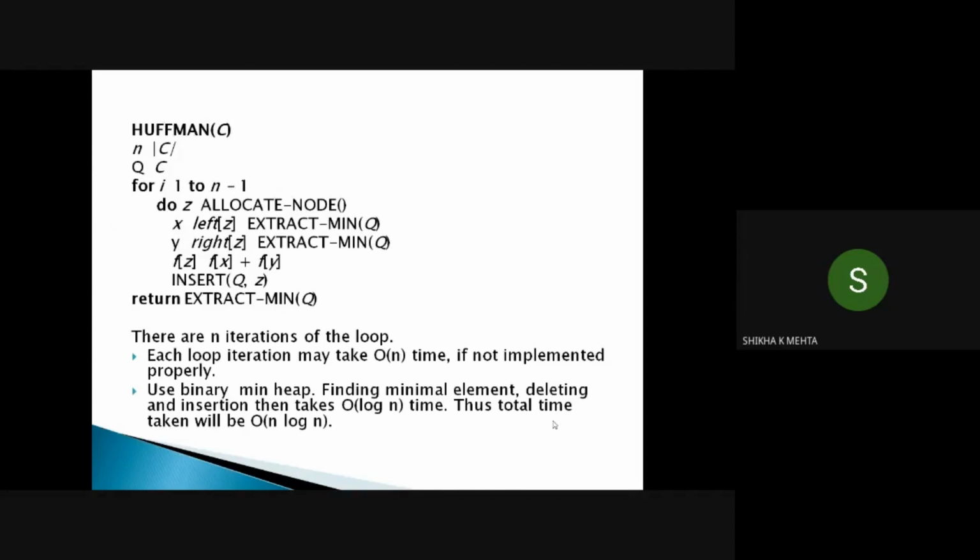Here we have to apply the min heap operations. We extract the min twice, extract left and extract right, and then we do the insertion: fz is equal to fx plus fy, where fx is the left node and fy is the right node. This is how we keep on operating. There are n iterations of the loop, where n is the number of characters. Each loop iteration may take n time if not implemented properly. Using a binary min heap, finding the minimal element, deleting and insertion take O(log n) time. So the total time taken is O(n log n).